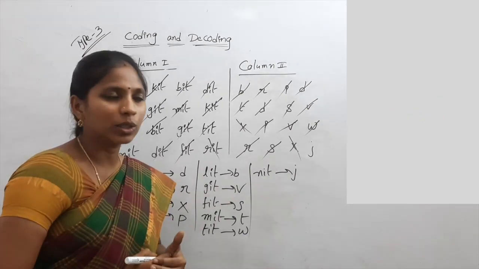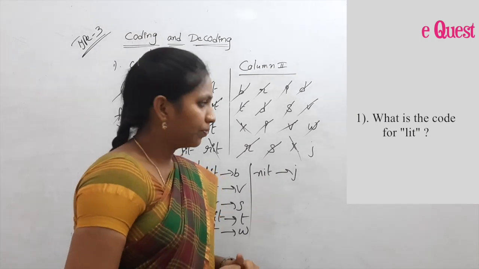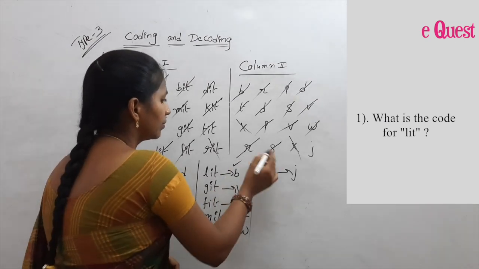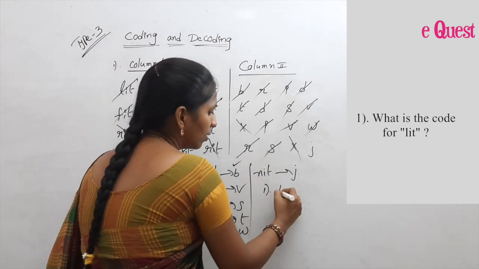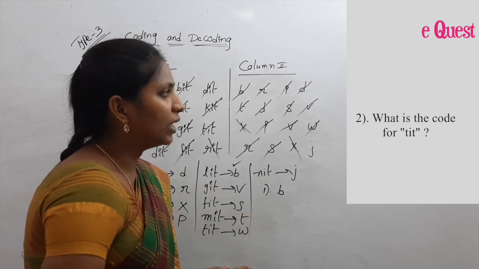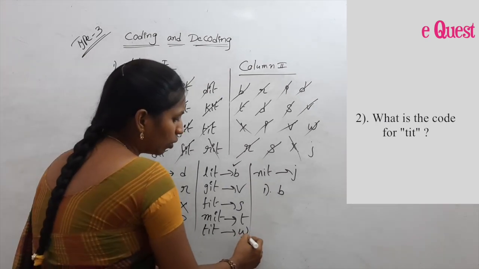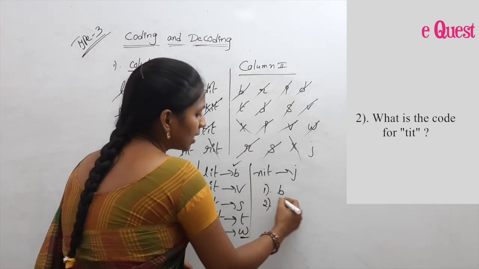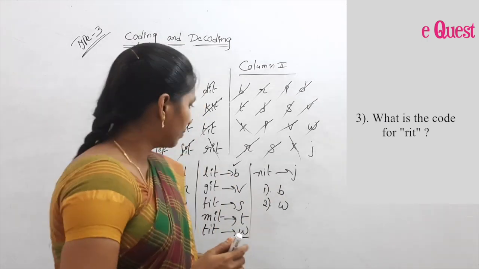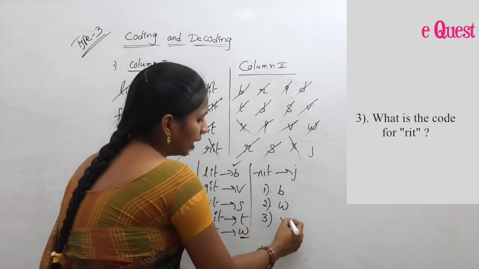Now answer the questions. First one is, what is the code for lit? See here, B. First question answer is B. Second one is, what is the code for tit? See here, tit code is W. Second answer is W. And third one, what is the code for rit? X. X is the code for rit.